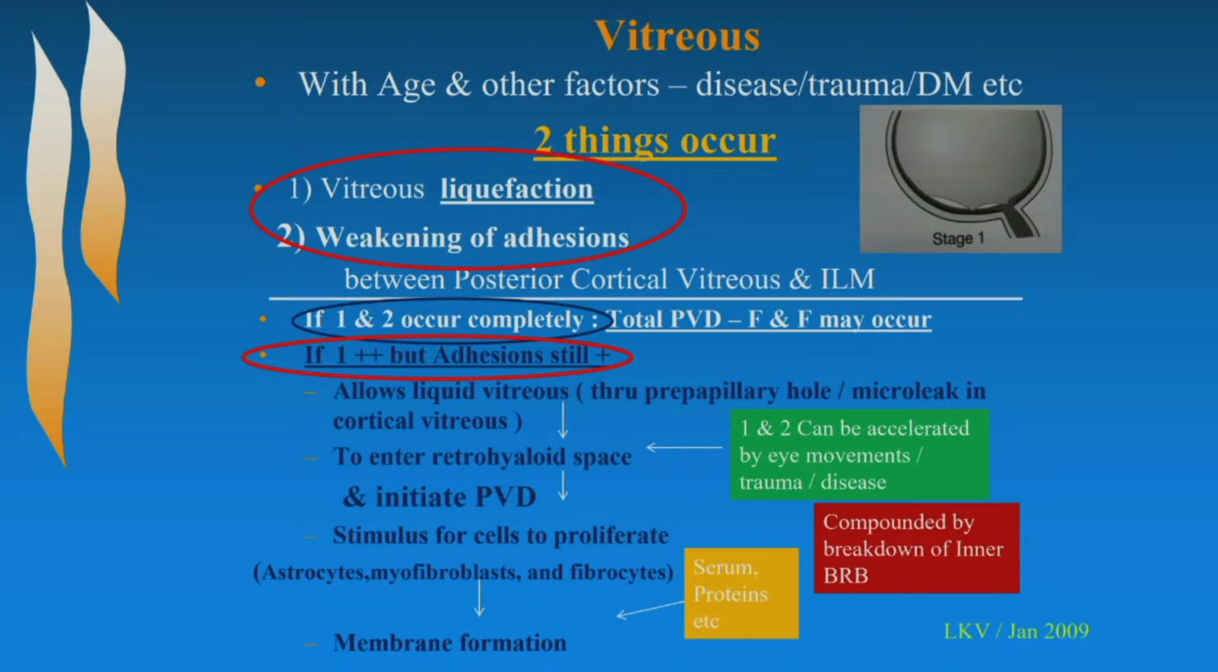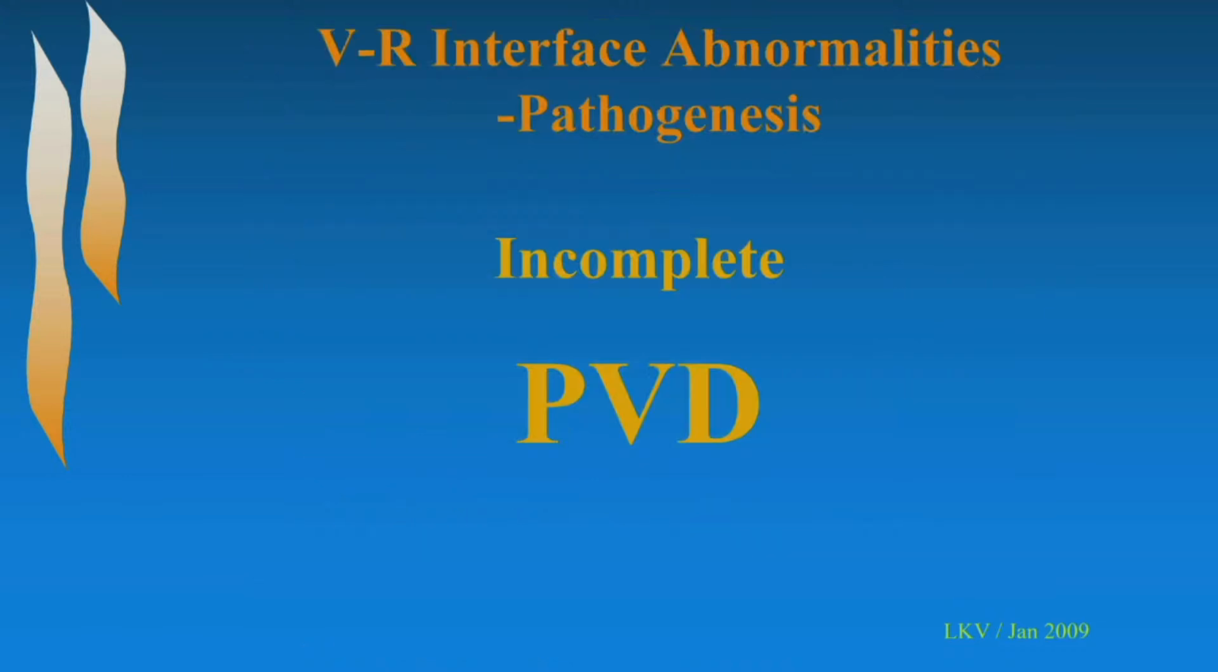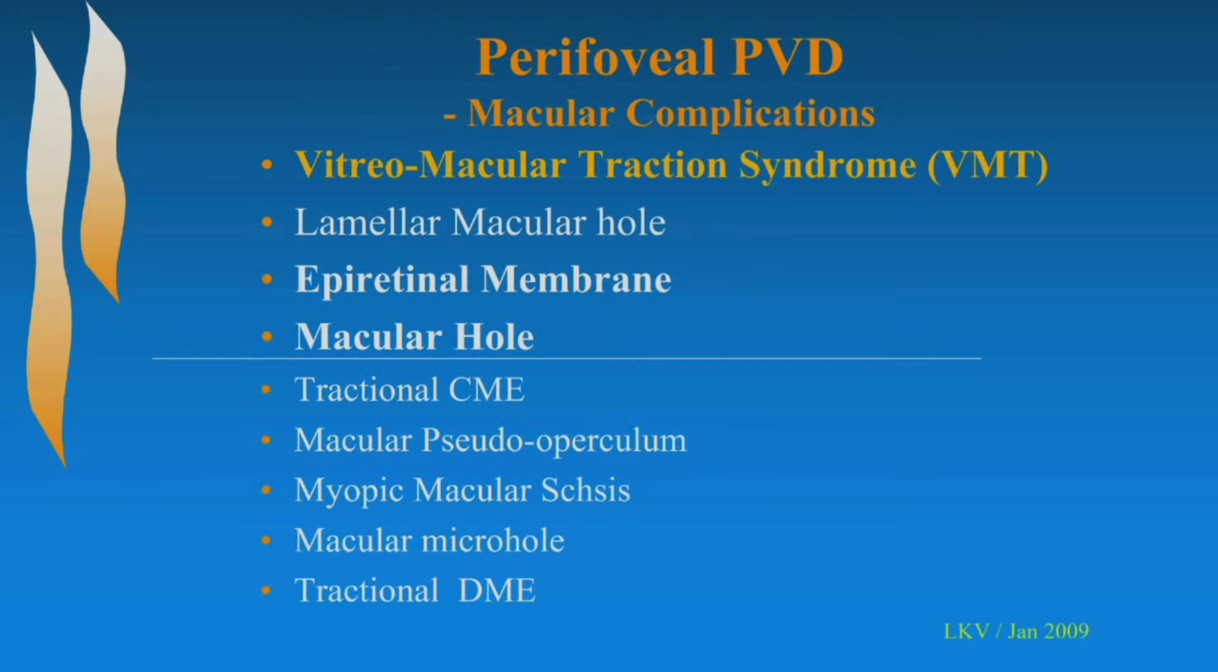And this itself is a stimulus for cells to proliferate. And this process can be accelerated by breakdown of blood-retinal barrier, by trauma, by disease. And here comes the role of cells which proliferate under the hyaloid and which cause membrane formation. If you understand this, the whole lecture becomes very easy. This anomalous PVD is what we call incomplete PVD, and this explains whole lot of junctional pathologies, which includes VMT, VMA, epiretinal membranes, and macular hole also.